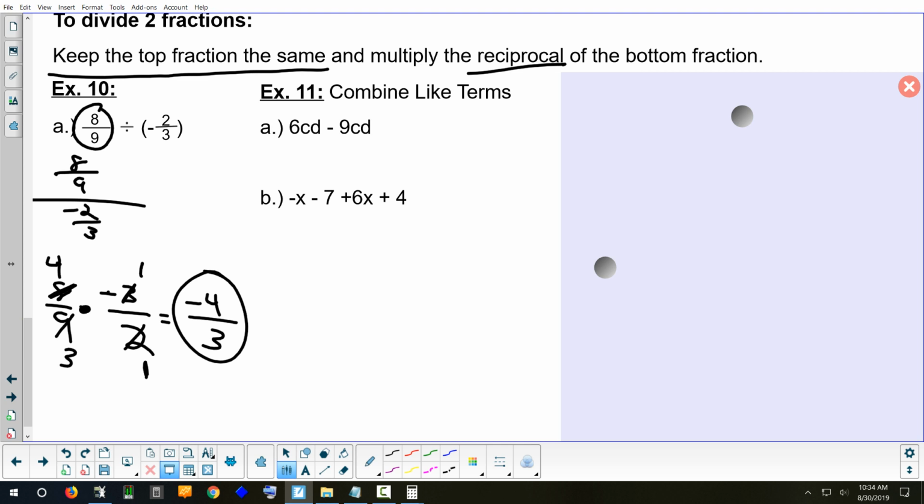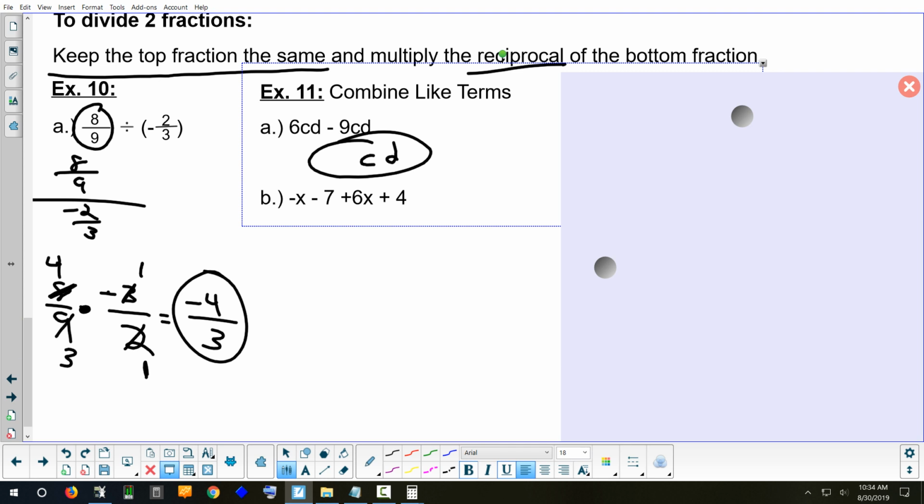6CD, negative 9CD. Are those like terms? Yeah. So when you combine like terms, the letters stay the same. It's only the numbers that are going to change. So what are the letters in example A? C and D. So when you're done, the answer is going to be something CD. 4CD, 12CD, negative 8CD, but it's going to be something with a C and a D. To figure out what it is, 6 minus 9.